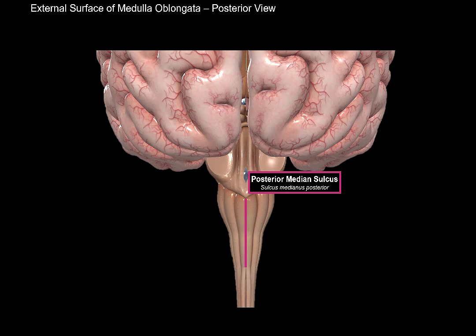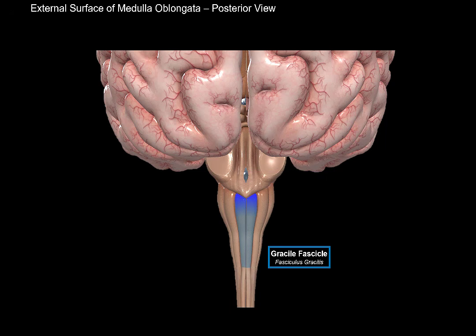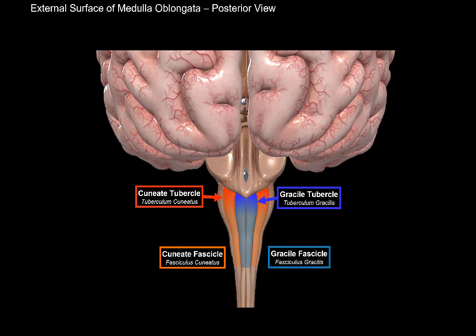So on the posterior surface, you will find the posterior median sulcus. On either side of the posterior median sulcus, you will find the gracile fascicle. Remember we talked about this one when we talked about the spinal cord. The gracile fascicle receives sensory input from the lower part of the body and sends it up through the spinal cord and then through the medulla to the gracile nuclei, which form the gracile tubercle. Laterally to the gracile fascicle is the cuneate fascicle, which receives input from the upper part of the body, and the cuneate nuclei will form the cuneate tubercle, just like the gracile tubercle.